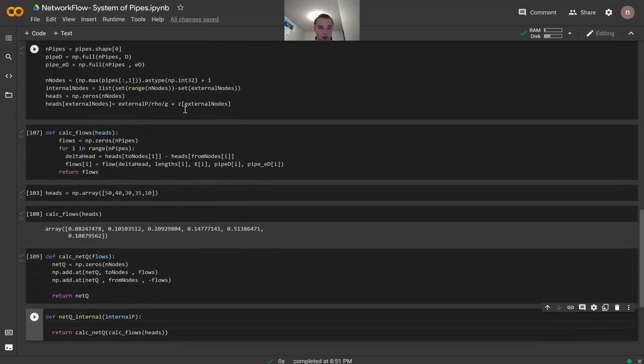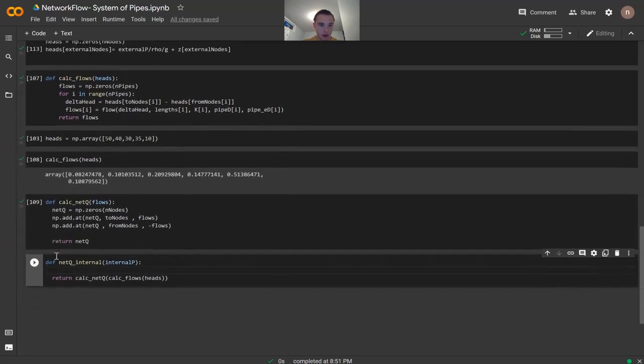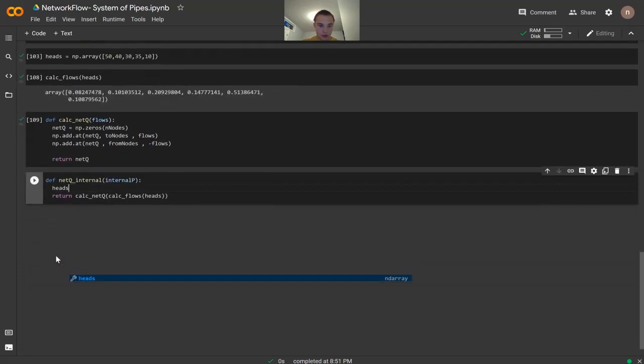Doing the same thing as up here with the heads at the external nodes, we can do the same thing for the heads at the internal nodes, in which the unknown internal pressures are going to iterate through in order to calculate our net flow at our internal nodes. So to do this, we can do the same thing we did up there. So we have our heads at our internal nodes.